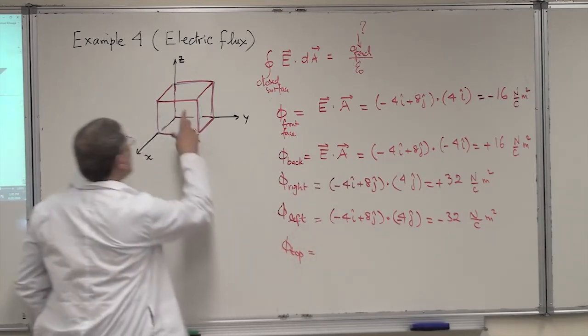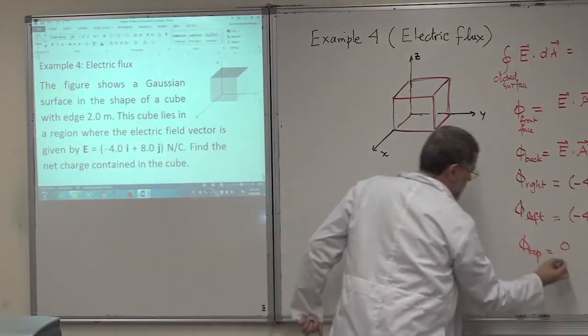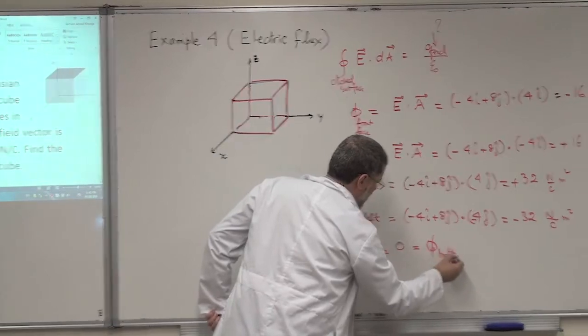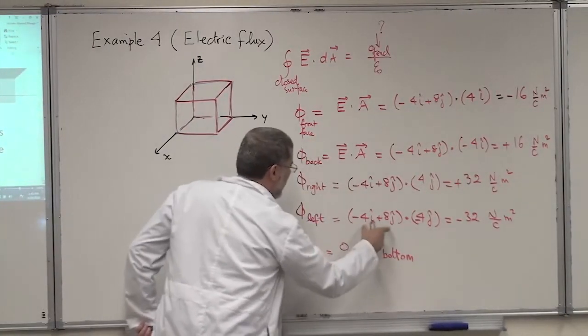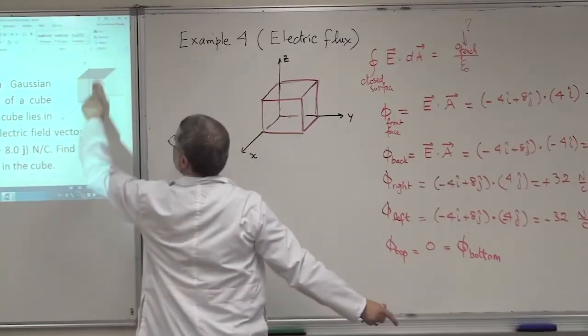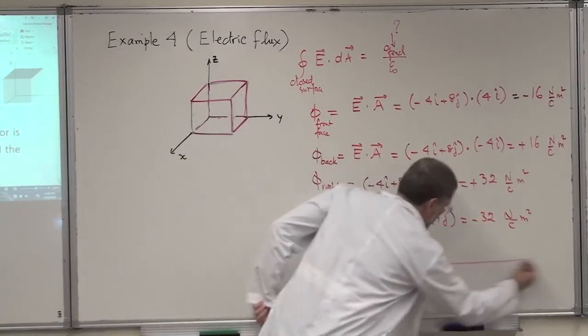The top face, there's no electric field component which crosses the top face. This is 0, and also the bottom face, the electric field doesn't cross them. There's no E actually crossing. You see, there's no K component crossing these two faces, the top and bottom, and the flux through them will be 0. So let's calculate now the net flux.